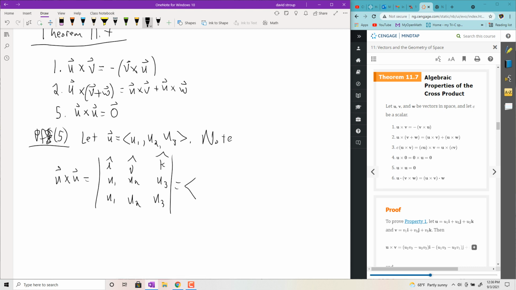Okay, so the first component of the cross product is going to be U2 times U3 minus U2 times U3, which is clearly going to be 0. And the second component of the cross product is going to be negative, U1 times U3 minus, again, U1 times U3. Okay. And again, clearly that's 0.